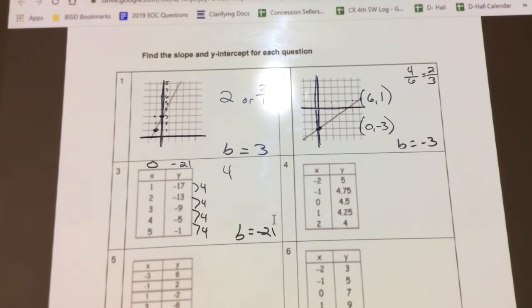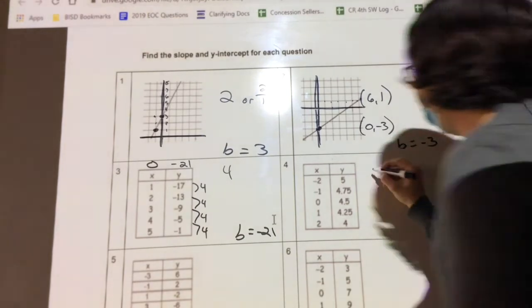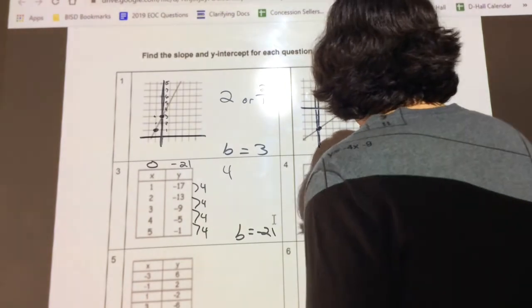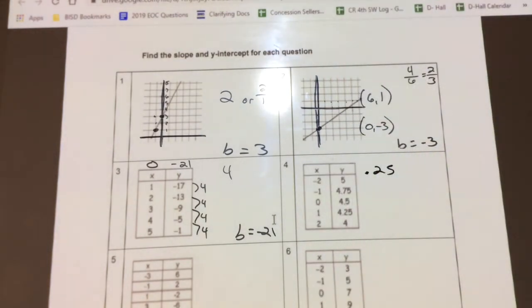Now, I want to make something really clear to you as well. Anthony did a great job. I'm really proud of him for that. We got the 0.25. But if I leave that as a 0.25, does that help me with my rise over run at all? It doesn't.